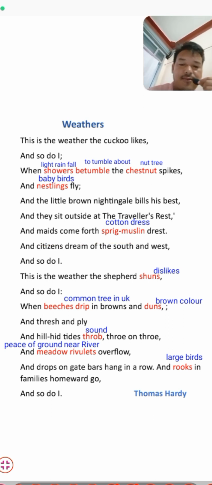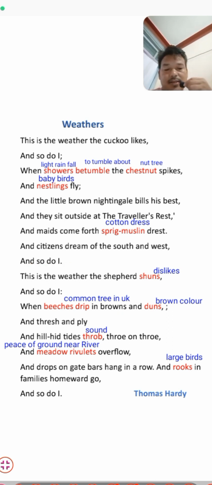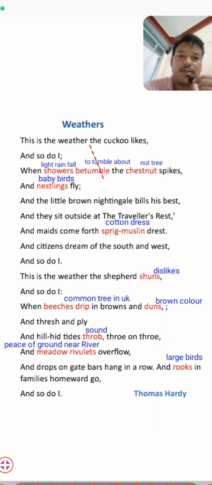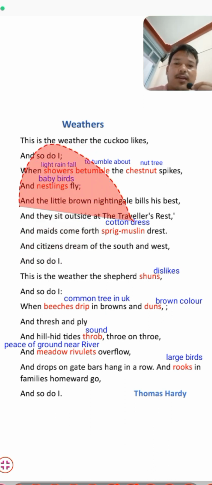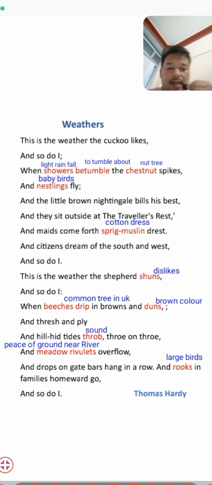Young girls are seen in their fine white cotton clothes, and a citizen dreams of the south and the west. Citizen here means the people, and they are planning to visit different places in the west and the south regions. And so do I, and it is liked by all the birds, animals and human beings also. So students, in the first stanza the poet is describing the springtime. It means that springtime everybody likes. Animals also like it, birds also like it, and everyone likes this spring. The poet describes it here in the poem.